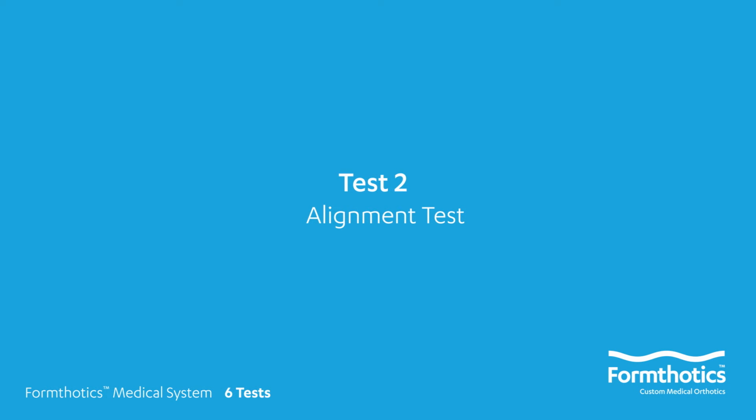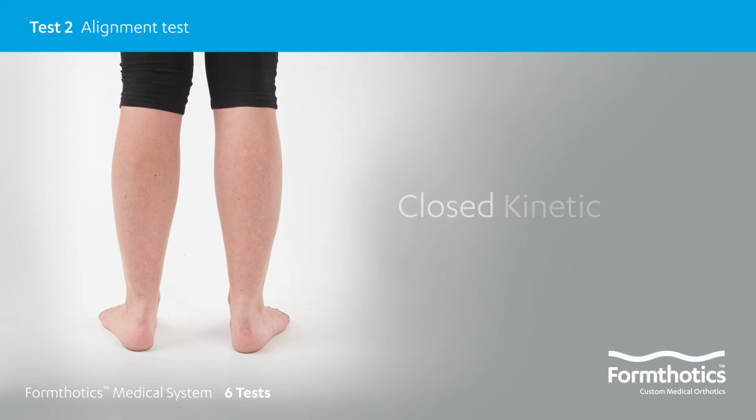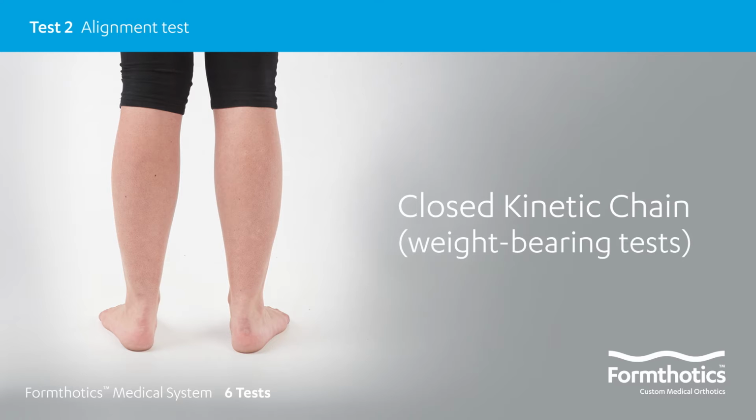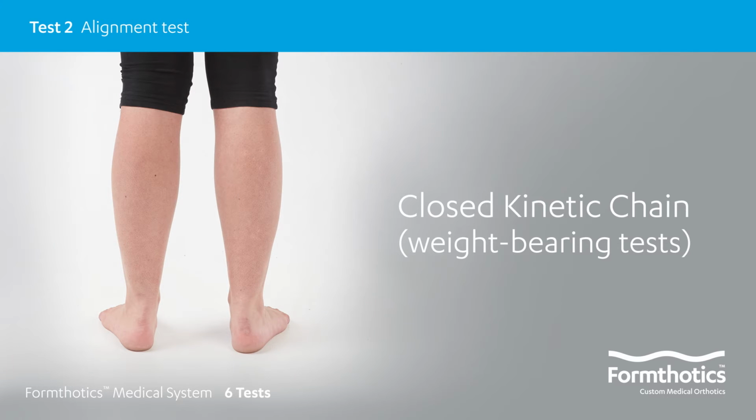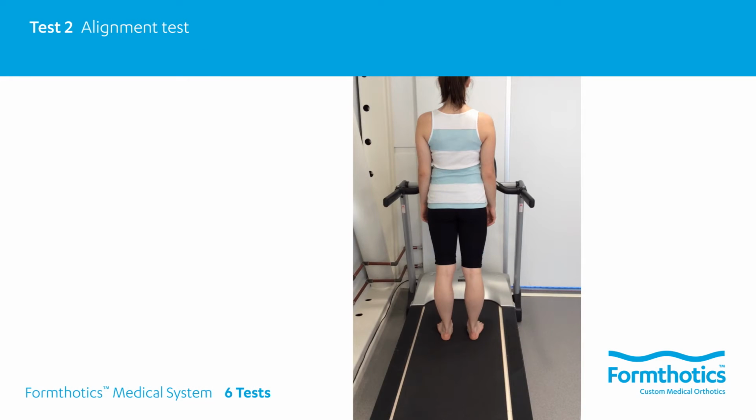Alignment test. The alignment test is the first of the closed kinetic chain tests and is really a test of clinical observation where the clinician notes how their patient stands. As a checklist, these are the general details worth noting.